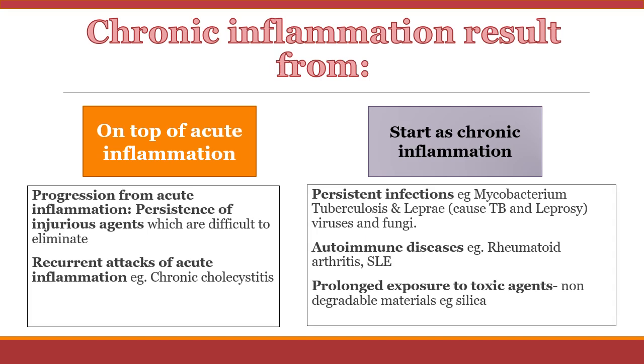So to sum up, the causes of chronic inflammation can be related to acute inflammation, like a progression of acute inflammation and recurrent attacks of acute inflammation, or it starts as chronic inflammation from the start, such as in some kind of persistent or resistant infections, some cases of autoimmune diseases, and with prolonged exposure to toxic agents.